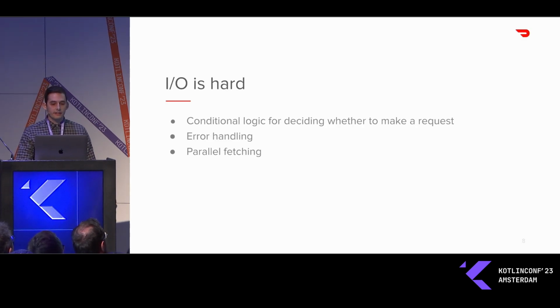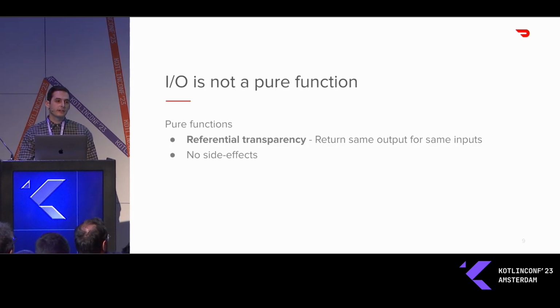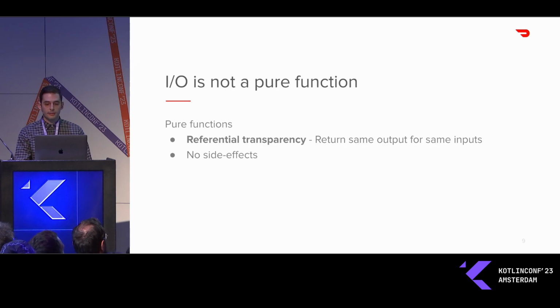All of this is to say that I/O is hard. For example, we might need conditional logic for deciding whether to make a request. We need to do error handling, and we want to fetch our data in parallel. From a functional programming perspective, I/O is hard because it's not a pure function. Network requests can fail, so they're not referentially transparent, which is to say that they don't always return the same output for the same input.